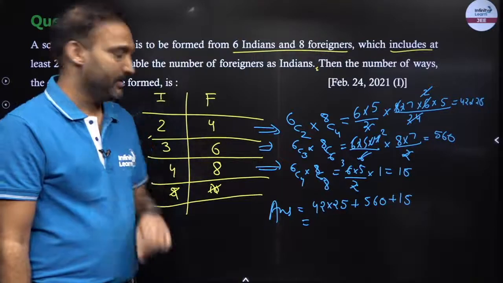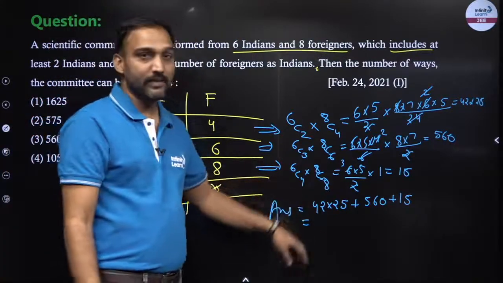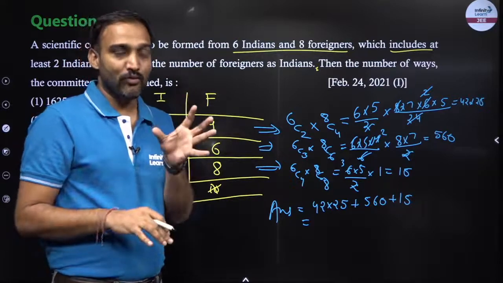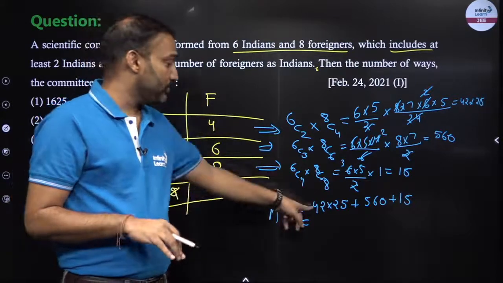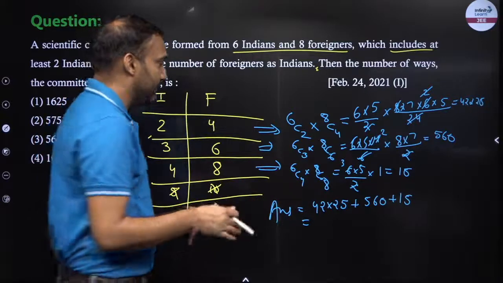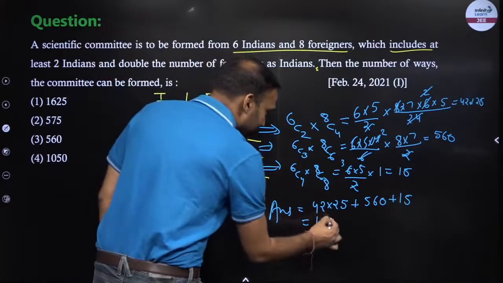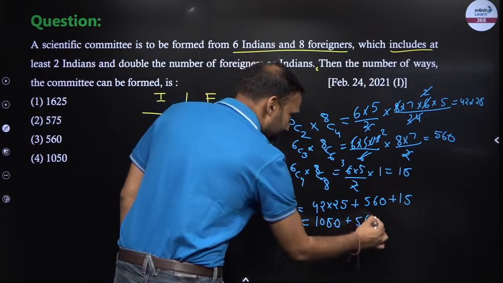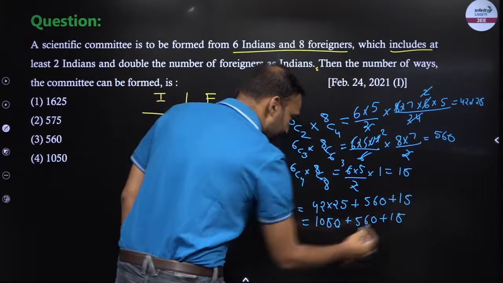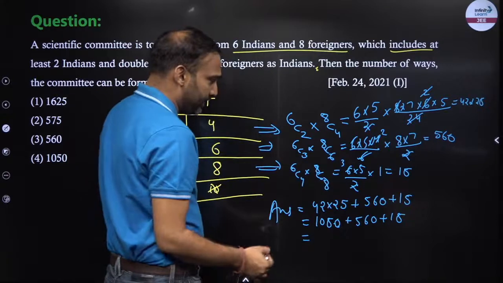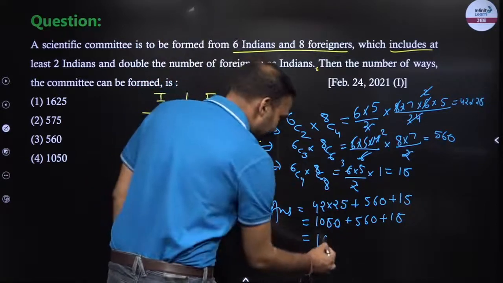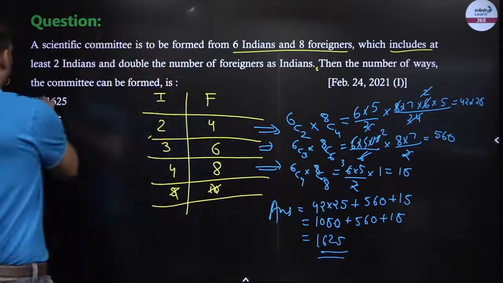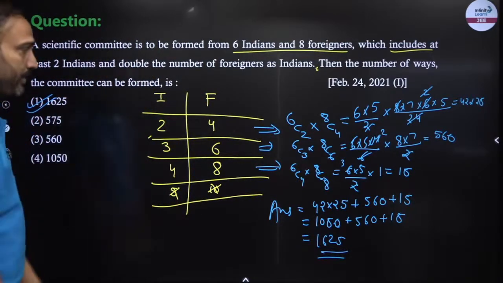4 into 25 makes 100, right? So a pair of 4 and 25 makes 100. How many pairs do I have? 10. So I have 1000. 1000 plus 50, so that is 1050, plus 560 plus 15. So this becomes 1600, 1625. Right? So we have option number 1 as 1625.